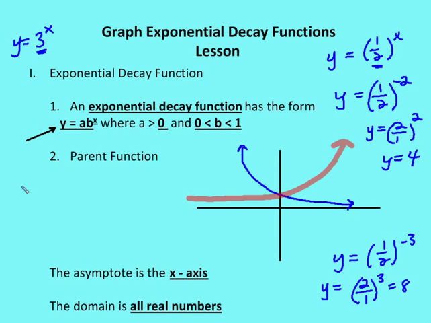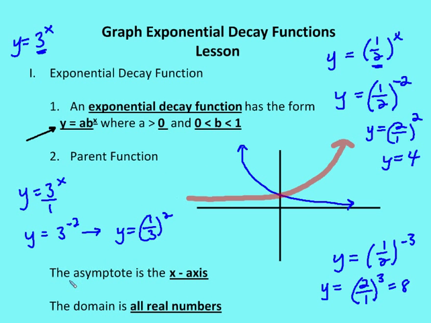Now this is just the opposite for the growth function, right? As x becomes greater and greater in a growth function, y becomes greater and greater. And as x becomes more and more negative, I take the reciprocal of 3 over 1, so y is equal to 3 to the negative 2, then this becomes y is equal to 1/3 squared. So you can see as x becomes more and more negative, the value of y becomes smaller and smaller for an exponential growth function. And the opposite is true for the decay function. As x becomes more and more negative, y becomes larger and larger.